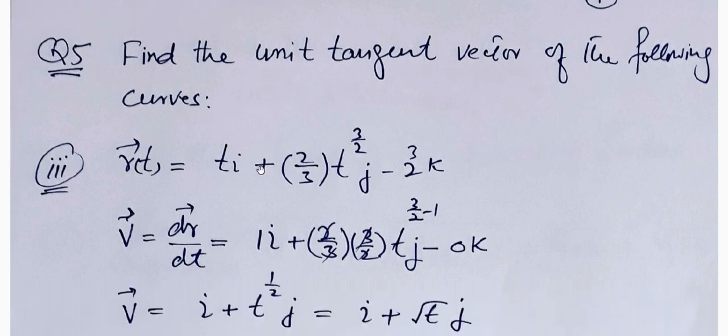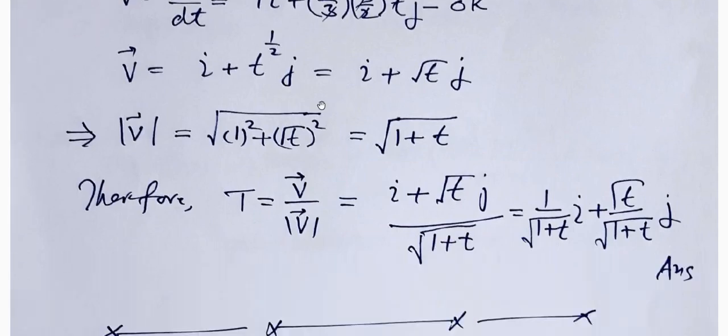If you remember the previous lecture, we already know how to find the unit tangent vector. So you know the formula: T is equal to v over v magnitude. It means we have to find the velocity vector v, then find the magnitude of that vector, and then we divide. That will be your unit tangent vector.